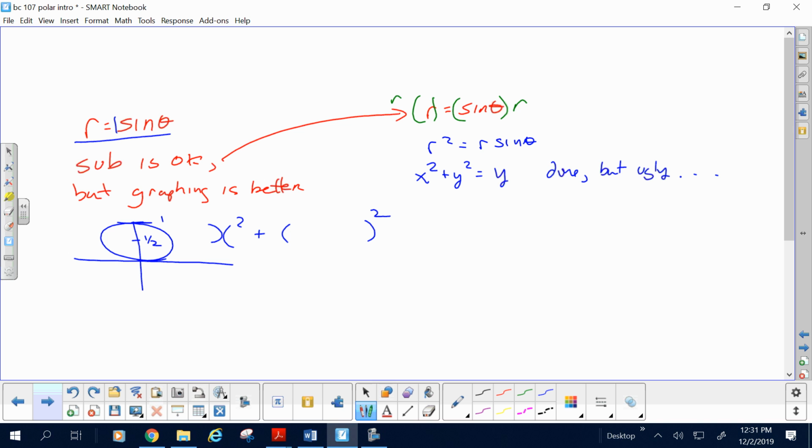It shifted vertically, so y minus a half squared equals the radius squared, which is, oh, this is not going as well as I thought. 1/2 squared, yeah?